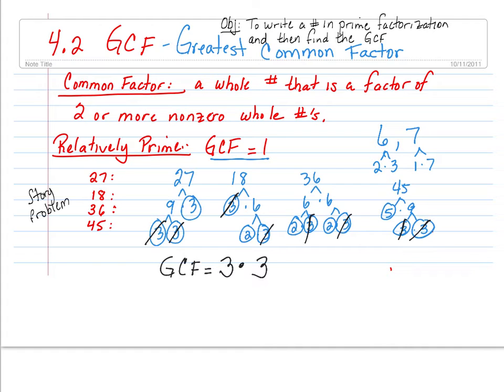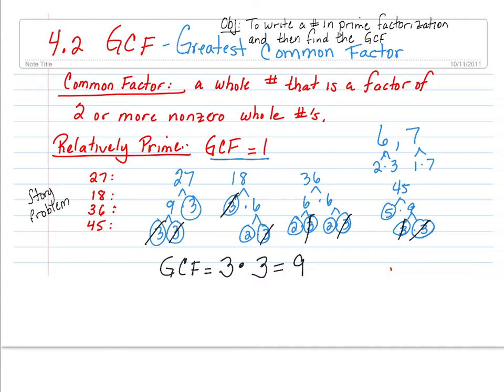Do they share anything else? Notice 18 and 36 both have a 2, but do 27 and 45? So that's not common to all of them. There's nothing else that they share. So what we do is we multiply them together and we get the greatest common factor of 9. And you want to know how you're right?